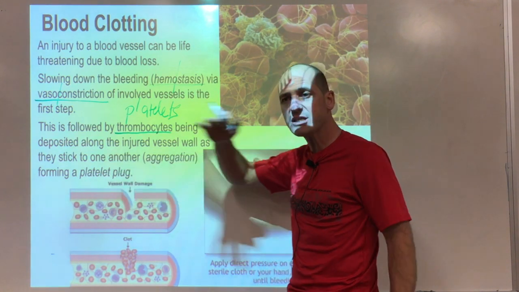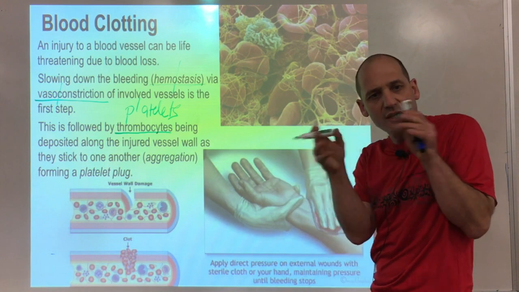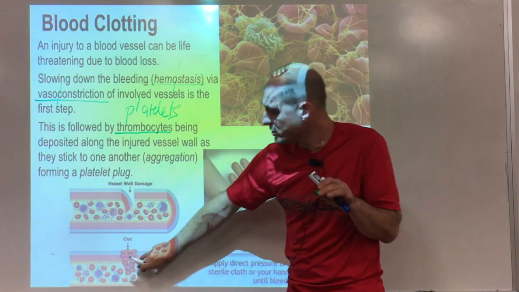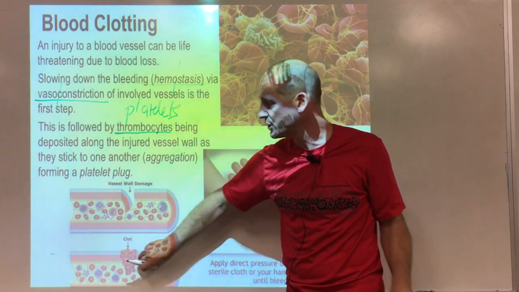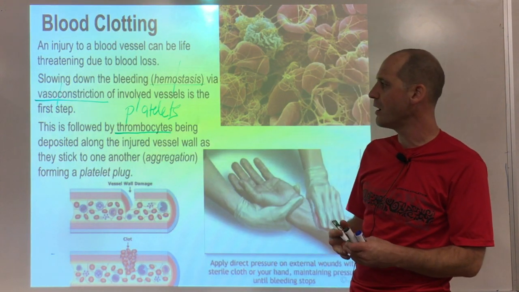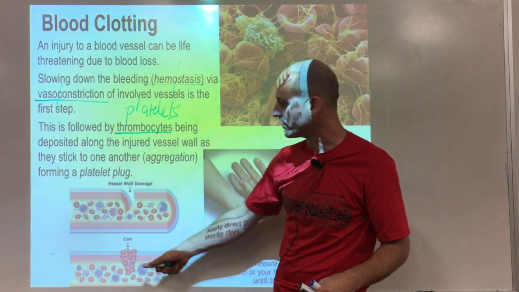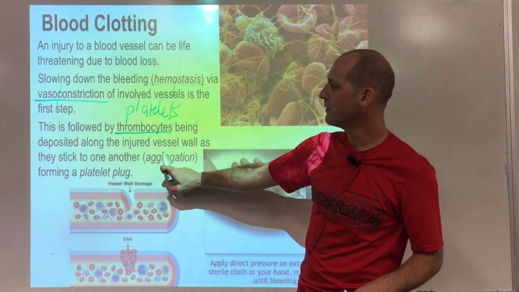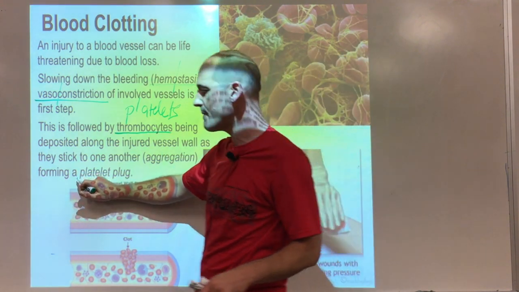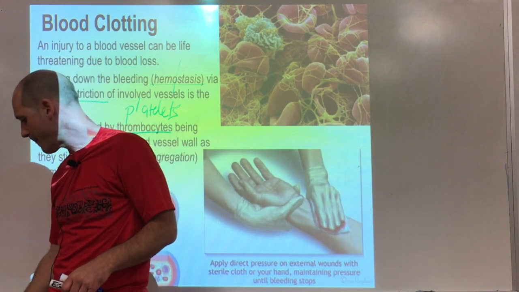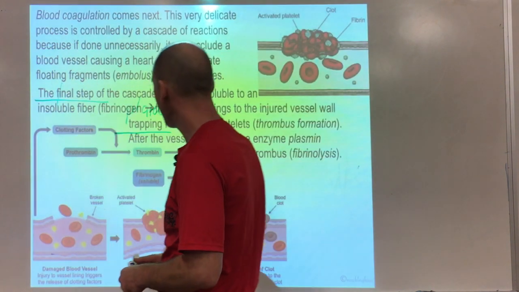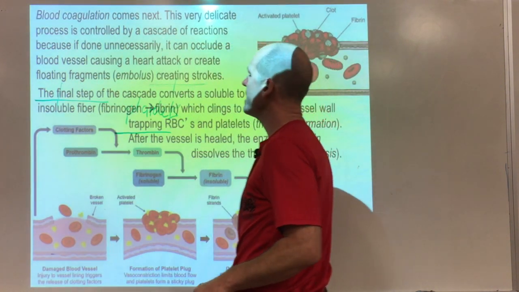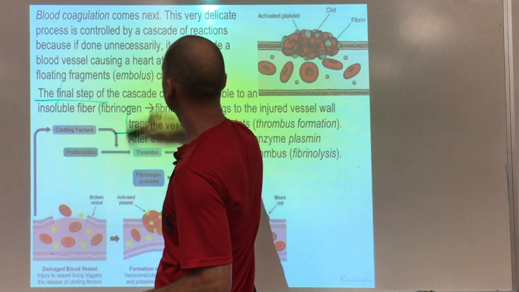So when they slow down, they get stickier, they cling to one another, and they cling to the vessel walls, and they start patching up this cut. And we call that platelet aggregation. And then what they do is they make a platelet plug. And then the last step after that is blood coagulation.